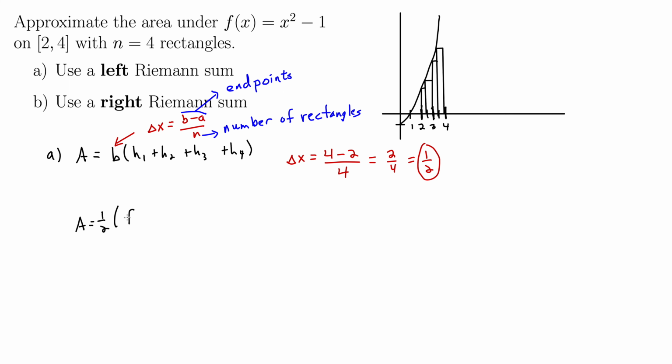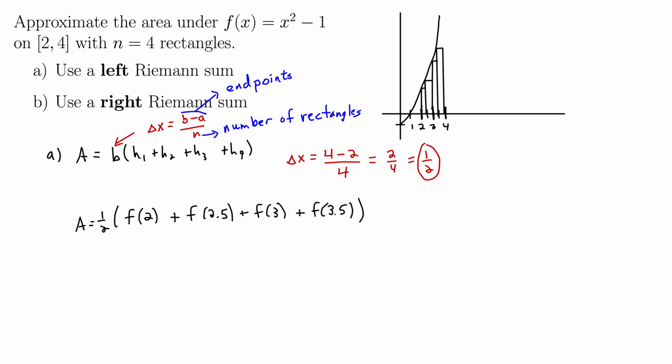So here we go. To get the height, we do f of, where's our starting point? 2. And really the first one is probably the most important one, because then you can deduce the rest from there. So we're using left endpoints, so we start with 2, and then take that to get up to the curve, and back down. So we'll do f of 2 plus, the next one is f of 2.5. The next one is f of 3. That's our next height. And our final height is f of 3.5.